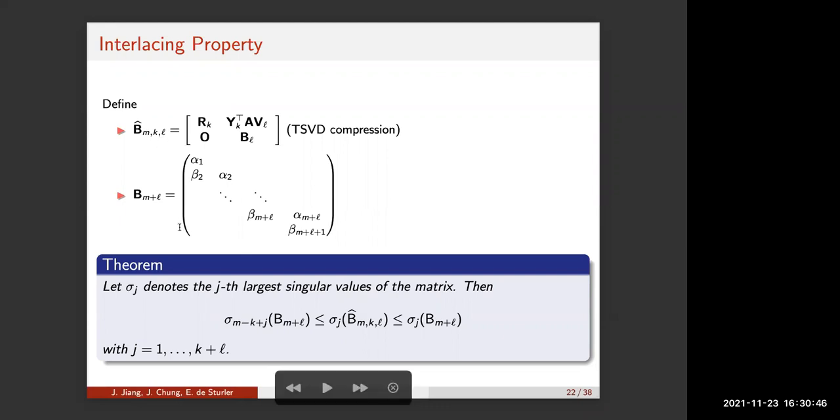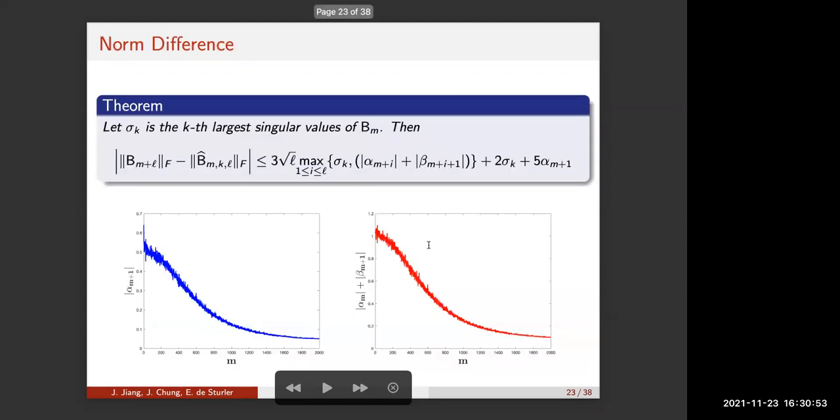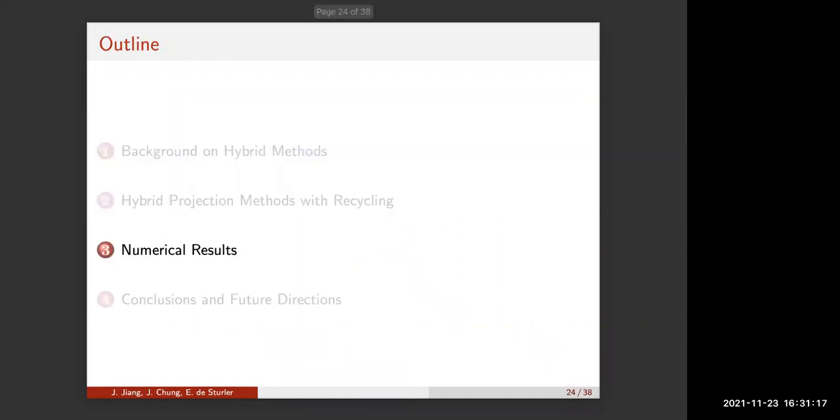All this theory is based on the truncated SVD compression. The second one is that we check the difference of their Frobenius norm. We can see the upper bound is decreasing as the iteration increases. So that means as the iteration increases, the Frobenius norm difference between these two matrices will become closer and closer.